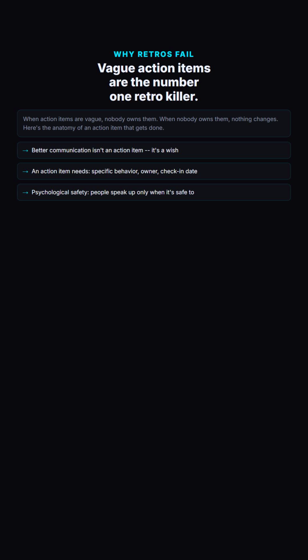The second failure mode is the absence of psychological safety. If people on the team do not genuinely feel safe raising uncomfortable truths without fear of blame, judgment, or political consequence, the conversation will stay at the surface. People will name the safe, obvious problems and avoid the ones that actually matter most. Building psychological safety is a long-term investment, but it starts with how the facilitator responds to the first difficult truth that someone raises in the room.